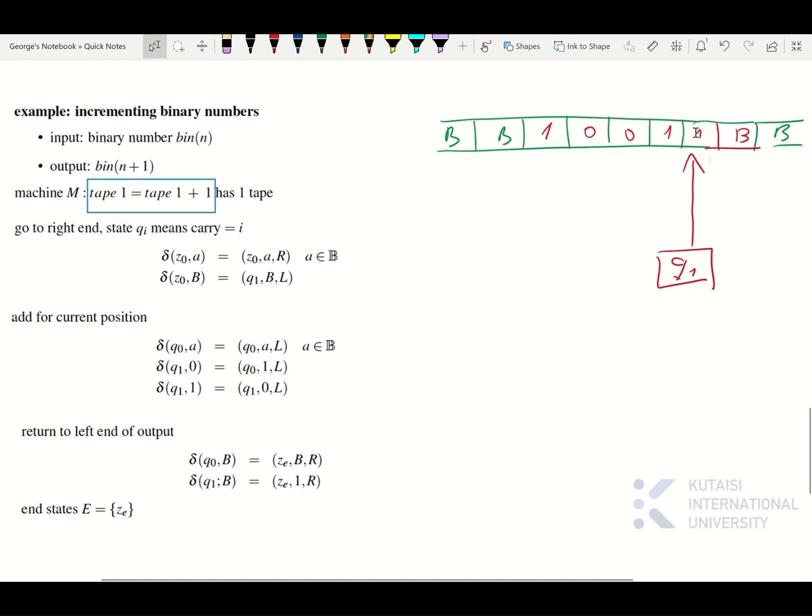So let's follow this. In Q1, if I read 1, I stay in Q1, I change it to 0 and move left. So it will change it to 0 and move left, basically. And now it's in Q1. Now it's going to do the same thing again. It's going to see 1, change it to 0 again, and again move left, and it's in Q1. And now in Q1, if it sees 0, it changes this to 1 now.